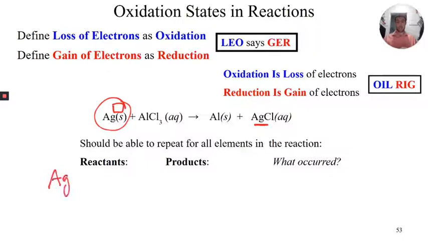That means I have to look at oxidation states. So if we look at silver, it started as a 0. If we look at it as the product, we would have to separate that ionic compound into the individual ions. I know chloride is a -1, which then means silver must be a +1. I could have also memorized that silver is a +1 when it's an ion. What happened to the silver? It went from a 0 to a +1. That means it lost electrons.